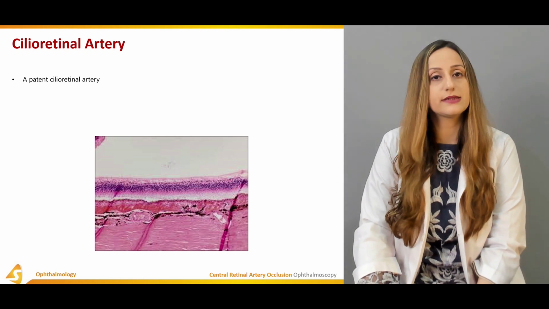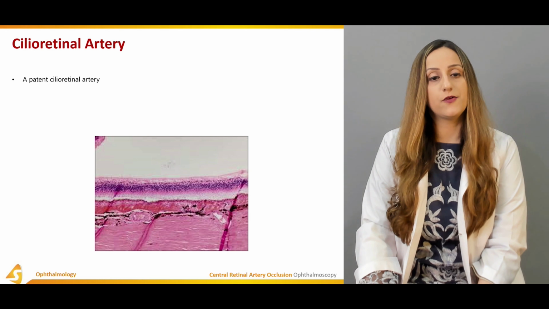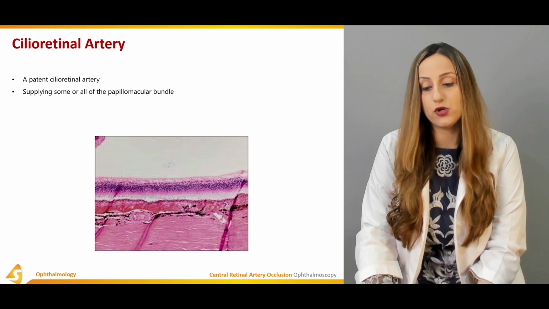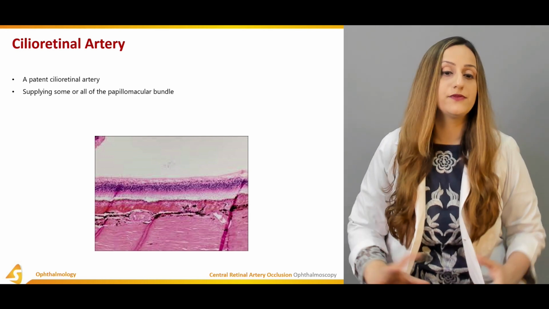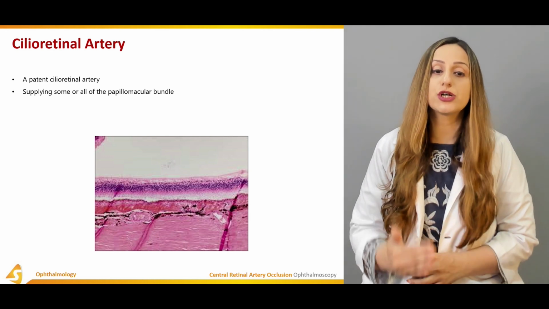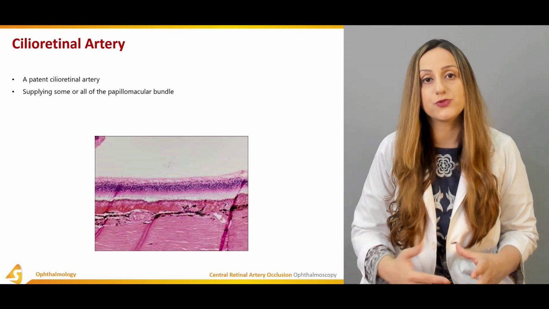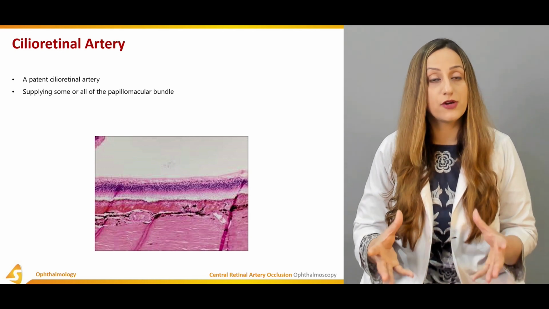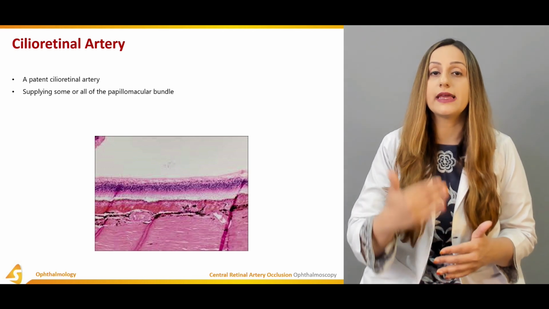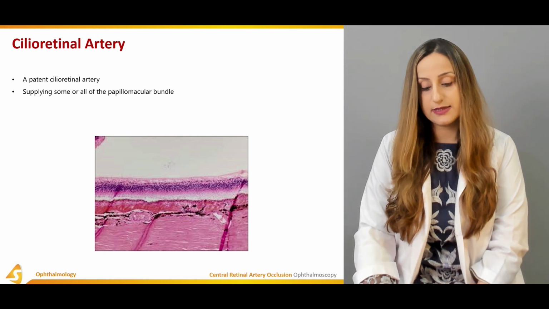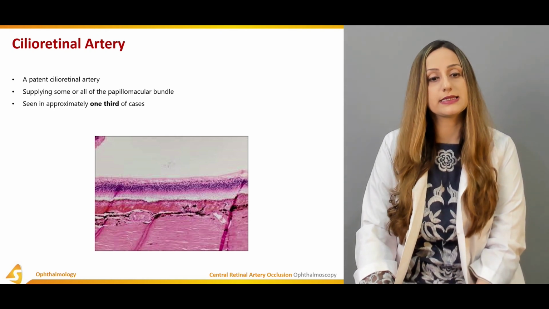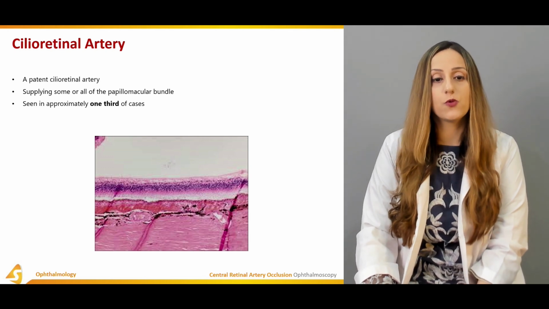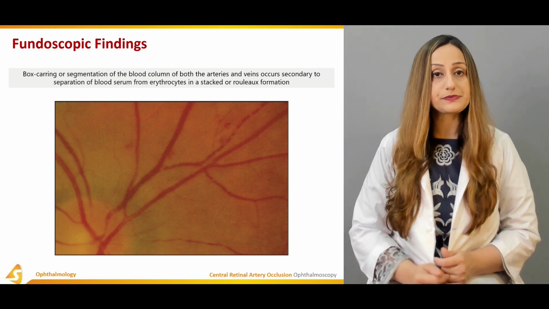A patent cilioretinal artery is very important for a functioning retina, supplying some or all of the papillomacular bundle. So knowing this structure, this cilioretinal artery, it basically arises after the ophthalmic artery has arisen, and after that there is an anterior and a posterior central cilioretinal artery that is observed in these cases, seen in approximately 1/3 of the cases. So it is one of the factors that has to be seen.